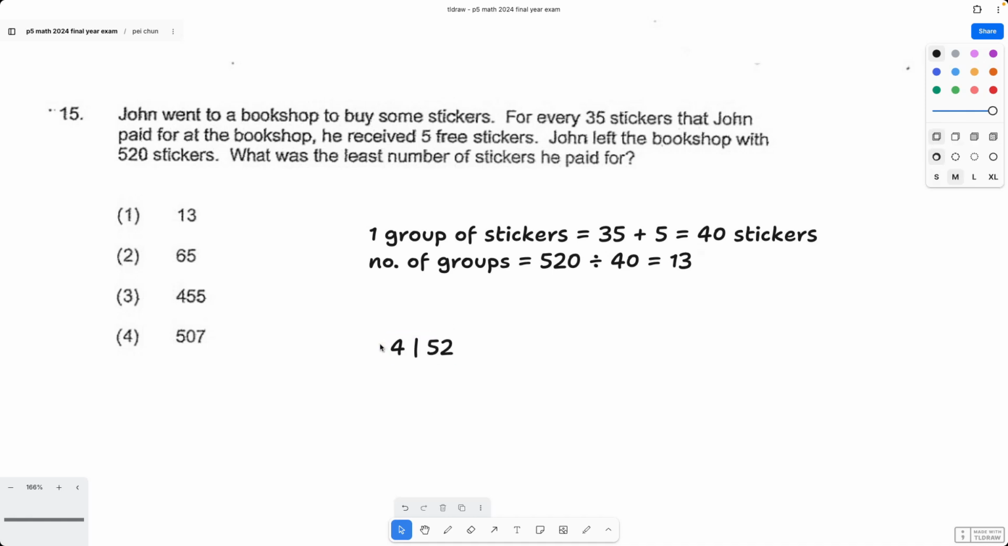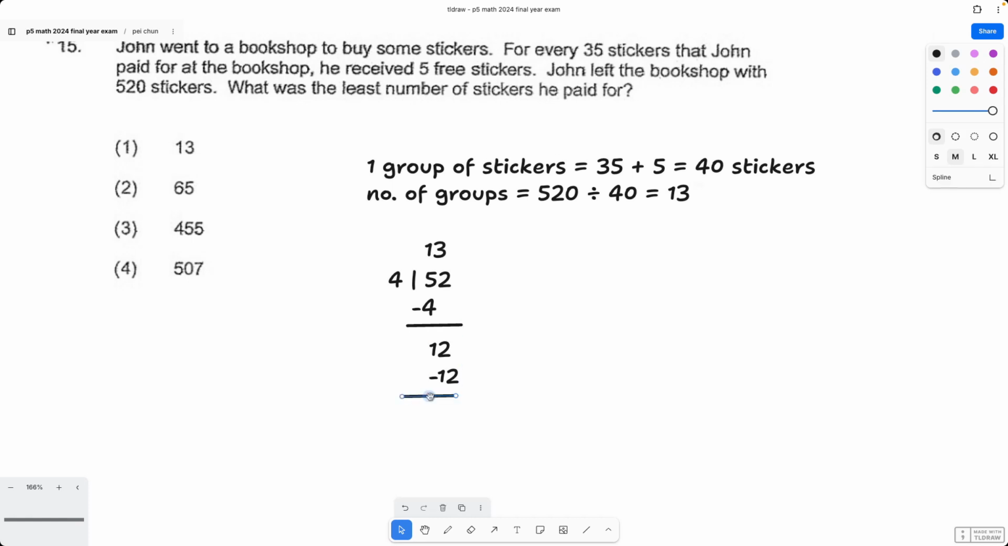So 4 minus 4. What will this give us? This will give us 1 on top. And then this will give us 12. So 1, 2, and then we minus 12. That means this is 3 here, and let's put 0 over here. So it's 13. The number of groups is 13.